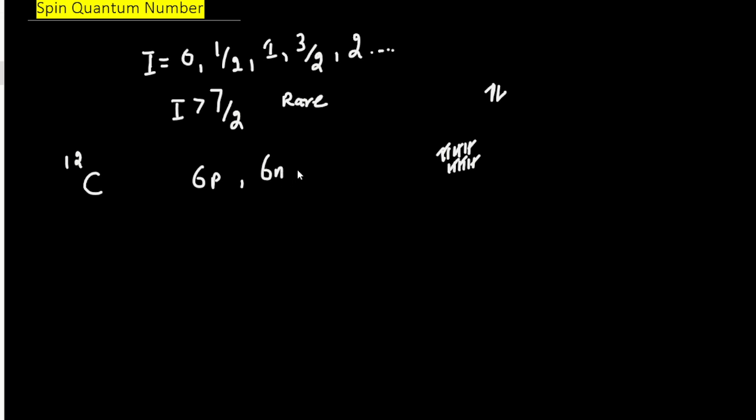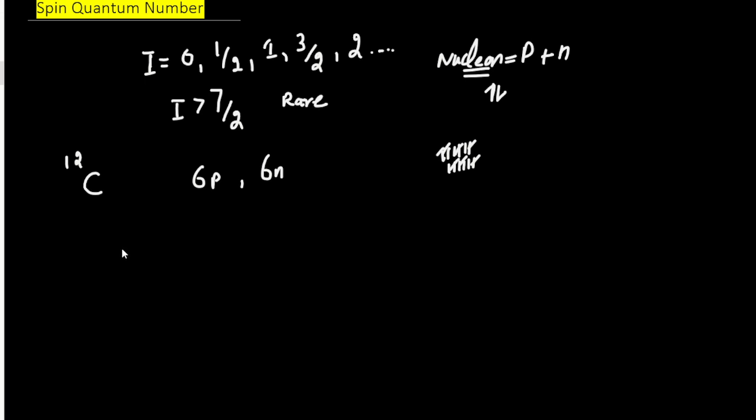So there is no unpaired proton or neutron or nucleon. Nucleon is the collective term used for the proton and the neutron. So how many nucleons are in carbon 12? There are 12 nucleons.